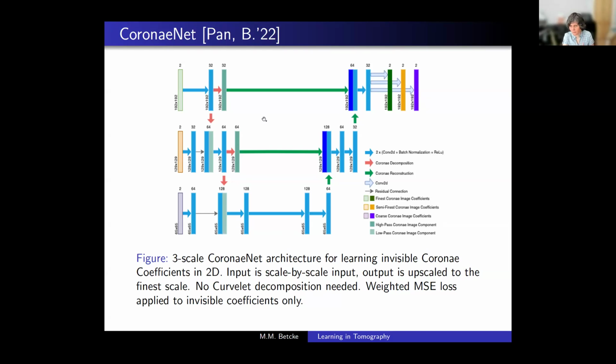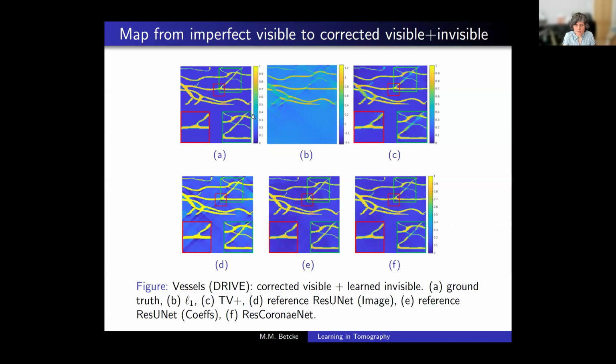So you can have a variant of that, including a residual connection, to allow for your visible coefficients to be not perfect. And then essentially this is the sort of results that we get.